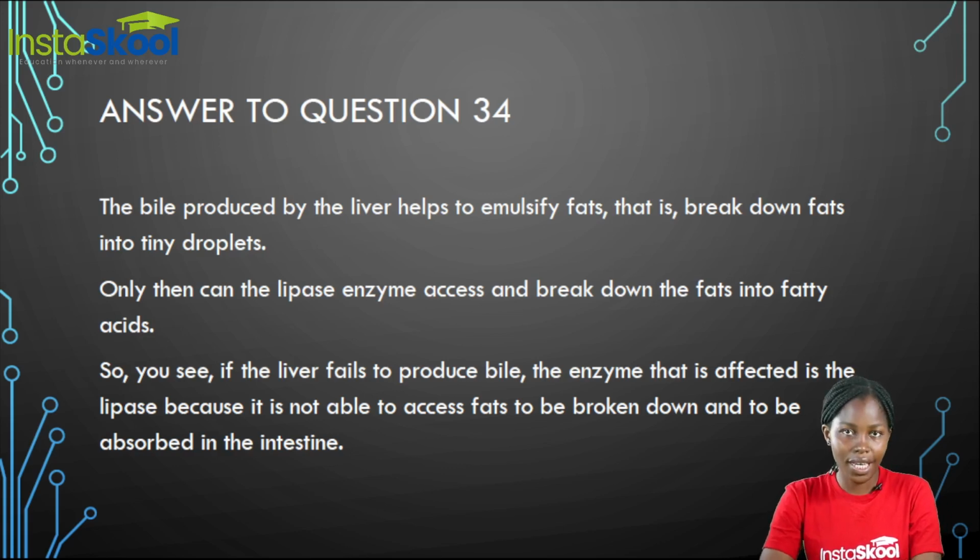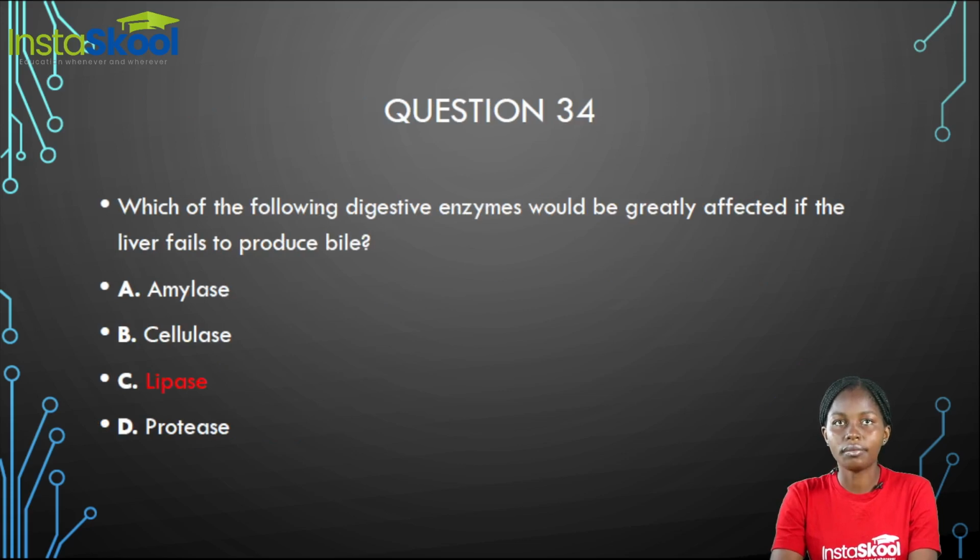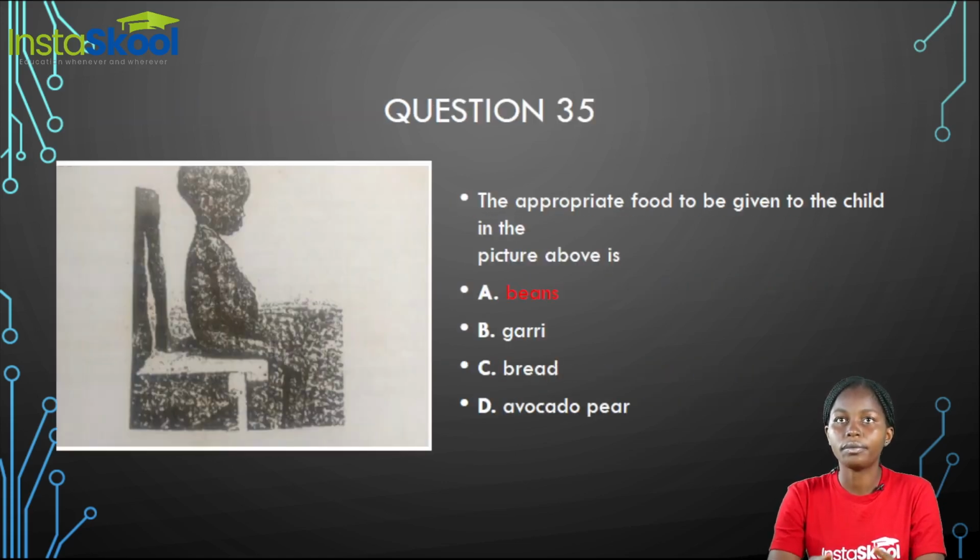So as you can see, if the liver should fail to produce bile, the enzyme lipase is affected because it will not be able to access fat that will be broken down and absorbed in the intestine. So our answer is option C, lipase. Lipase will be greatly affected if the liver fails to produce bile. We move on to question 35. The appropriate food to be given to the child in the picture is dash.